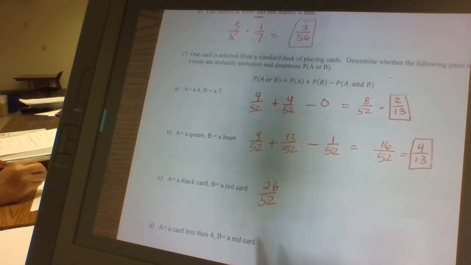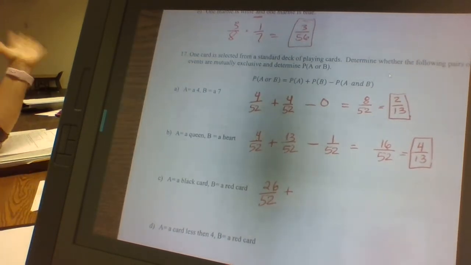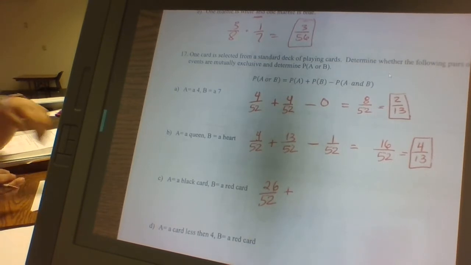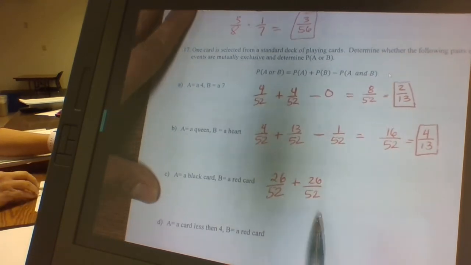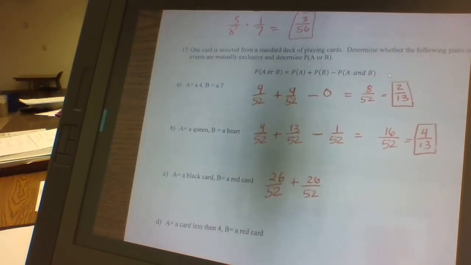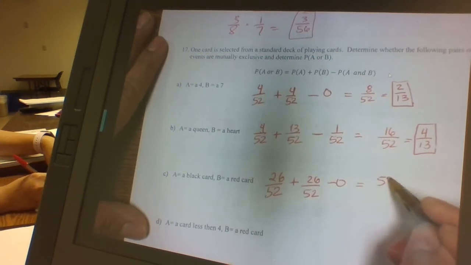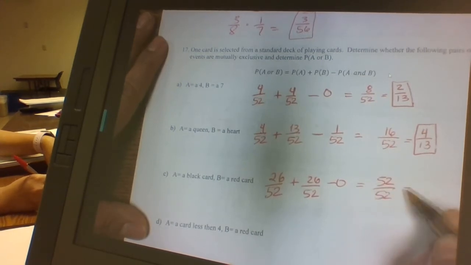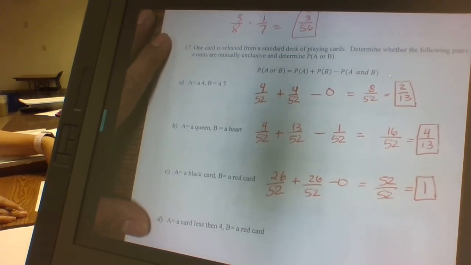All right, what is the probability of getting a red card? I don't know how many of the colors. 26. There's half and half. If there's 52, half are red and half are black. So 26 are red and 26 are black. What is the probability that the same card is both red and black? 0. So it is 52 over 52, which is a big, beautiful, skinny one. Yeah, that's what I got.